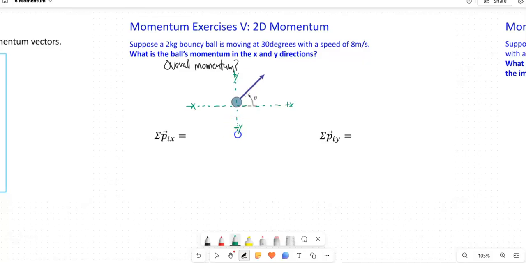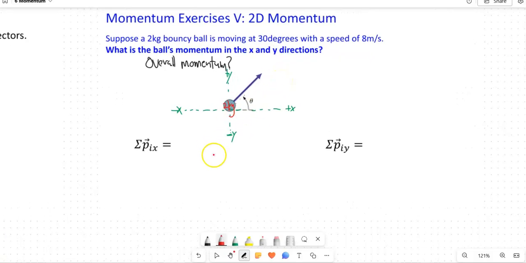So negative y direction. Okay, so they're giving us that this is a 2 kilogram object, and it's got a speed of 8 meters per second initially, and it's traveling at an angle of 30 degrees. All right. Well, in the x direction, we're going to have to take this velocity and figure out the x and y components of this velocity vector.